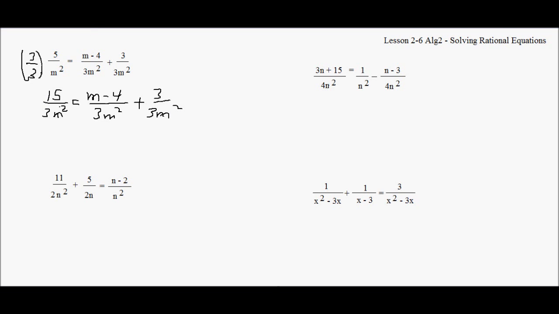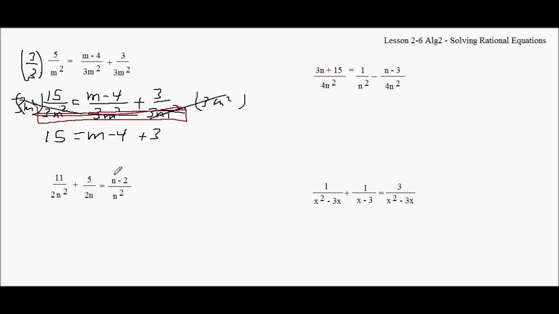Now I am going to change colors just for the heck of it and wipe this out. Wipe this thing out. Okay, because I just multiplied by 3m squared, both sides. That's the key. Wipe out, wipe out, wipe out, wipe out. So I get 15 equals m minus 4 plus 3.